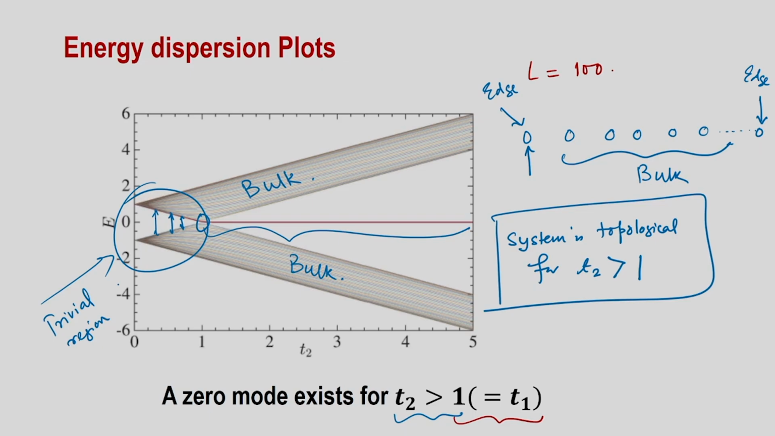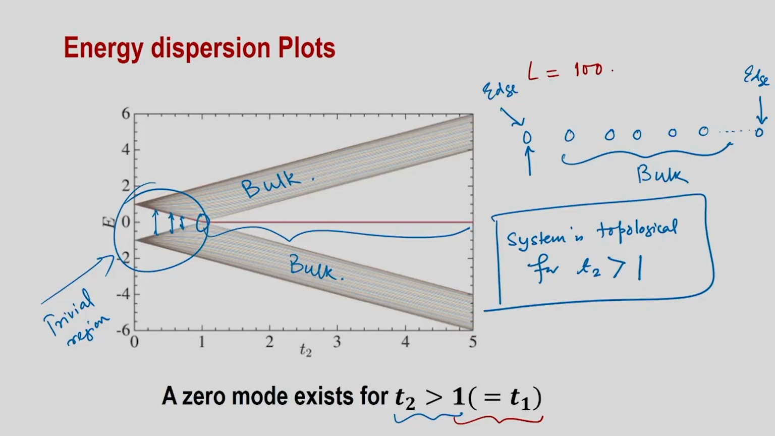This region acts like an orange which has no genus, okay, and the 0 modes come from T2 greater than 1, that is T2 greater than T1, because we have taken T1 equal to 1. If we take T1 equal to 2, it will happen at T2 greater than 2. So, why is it topological? Because now there is a difference between the edge and the bulk, and this is precisely the distinction of a topological insulator. In the bulk of the system, it looks different than what it looks at the edges, and that is apparent from here.